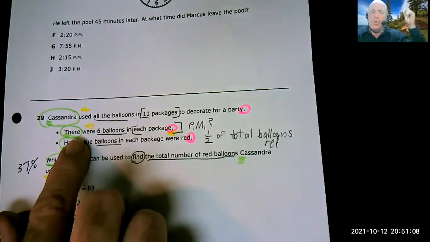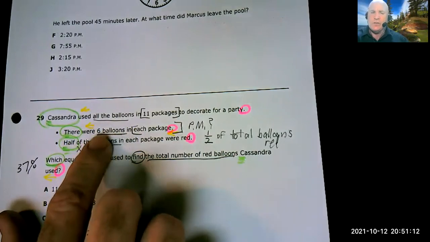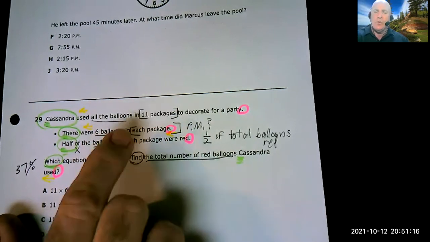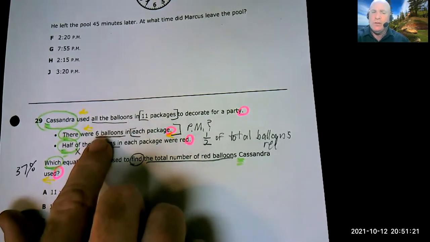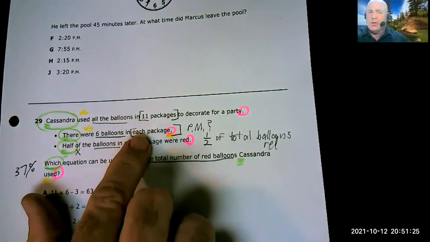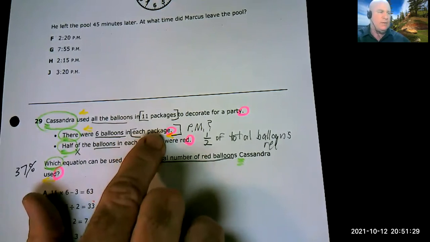Capital, there were, past tense, 6 balloons in each package. So I want you to notice that the word balloon is our key word that goes with that number, and each, the number 1, goes with the word package, okay?